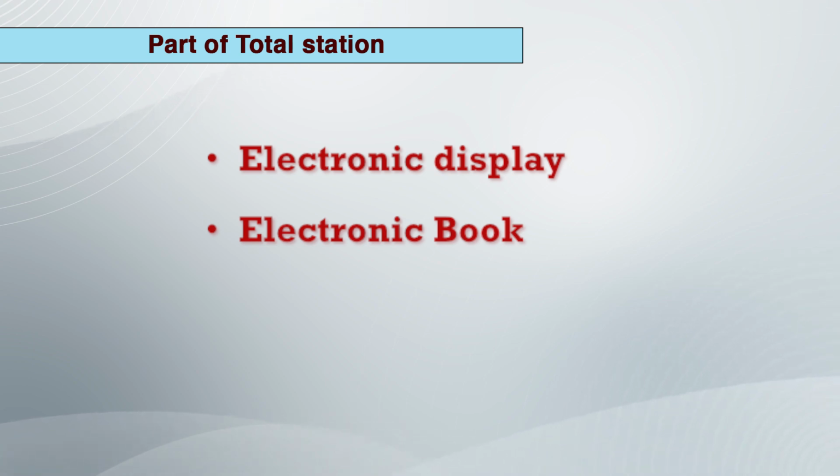And the next part of the total station is the electronic book. Each point data can be stored in the electronic notebook. The capacity of the electronic notebook varies from 2000 points to 4000 points data. The surveyor can unload the data stored in the notebook to a computer and reuse the notebook.